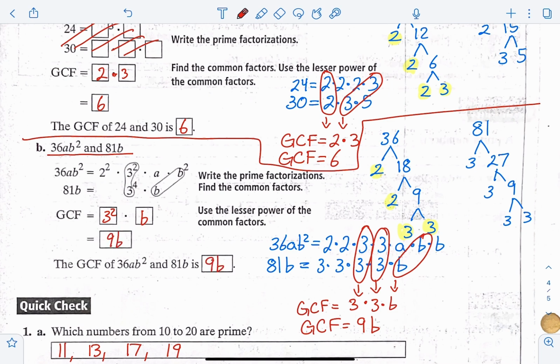9B. We're not going to do it that way. We're going to do it this way, where you have the longer lists so you can circle exactly what they share. So that's all the new stuff. So now we're going to go down and do some quick checks.